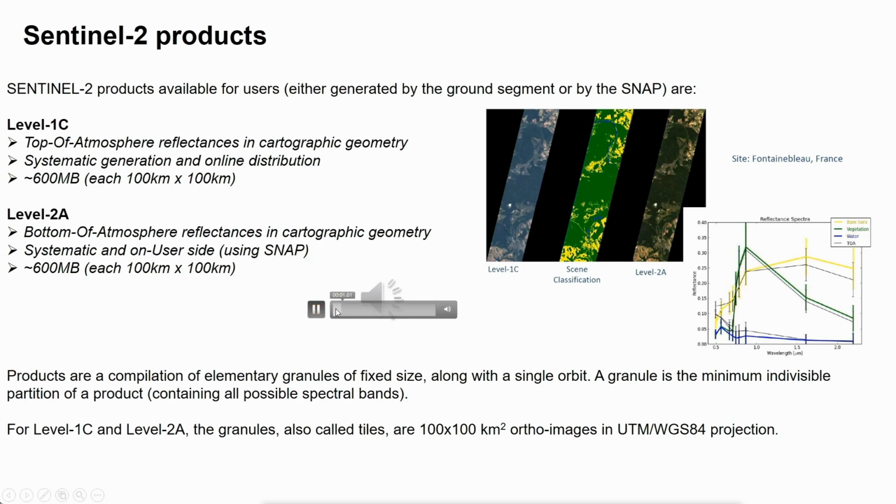We have 2 levels of Sentinel-2 products, level 1C and level 2A, distributed in 100 km by 100 km granules, which are the minimum indivisible parts of the product. These products are distributed free of charge in free and open mode through Copernicus. Level 1C is the top of atmosphere reflectance in cartographic geometry, and level 2A is the bottom of atmosphere reflectance in cartographic geometry.